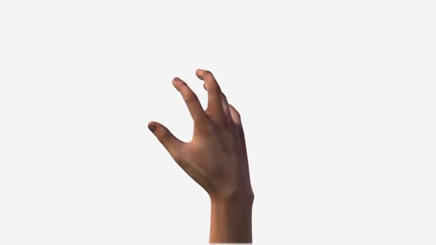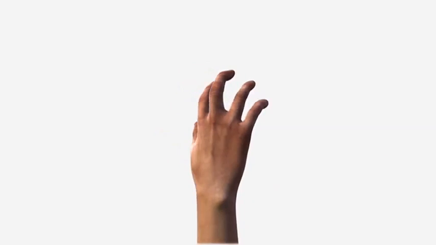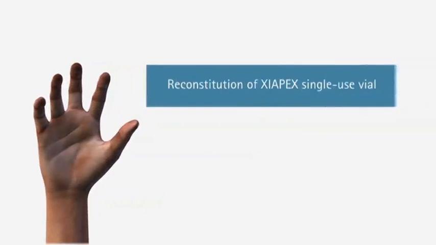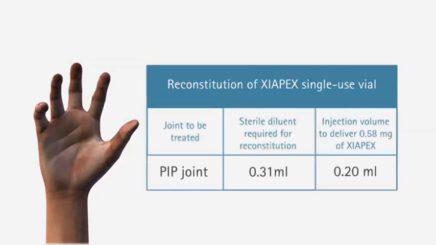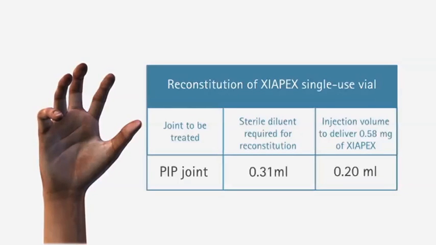This section will explain how to inject Xiapex into a cord contracting a PIP joint. Please note that reconstitution volumes and injection volumes differ depending on which joint the cord to be treated is contracting. For cords contracting PIP joints, each dose should be reconstituted using 0.31 millilitres of sterile diluent. The injection volume for cords contracting PIP joints is 0.20 millilitres.